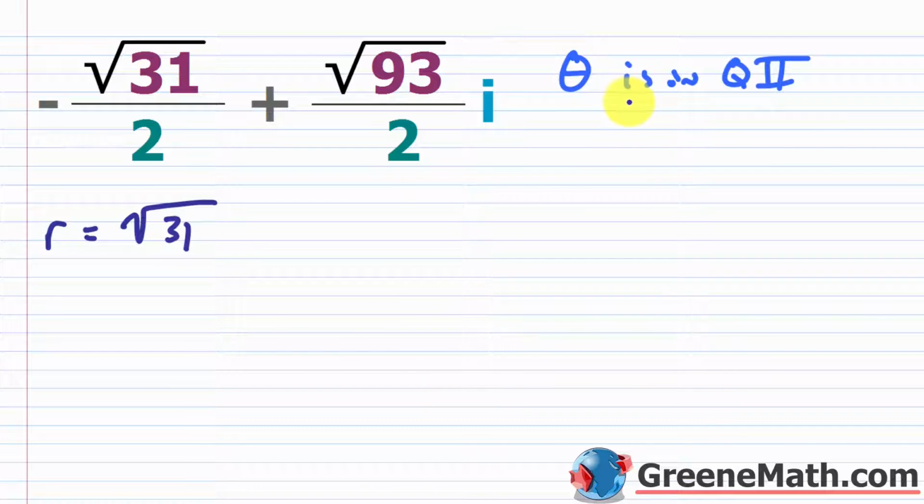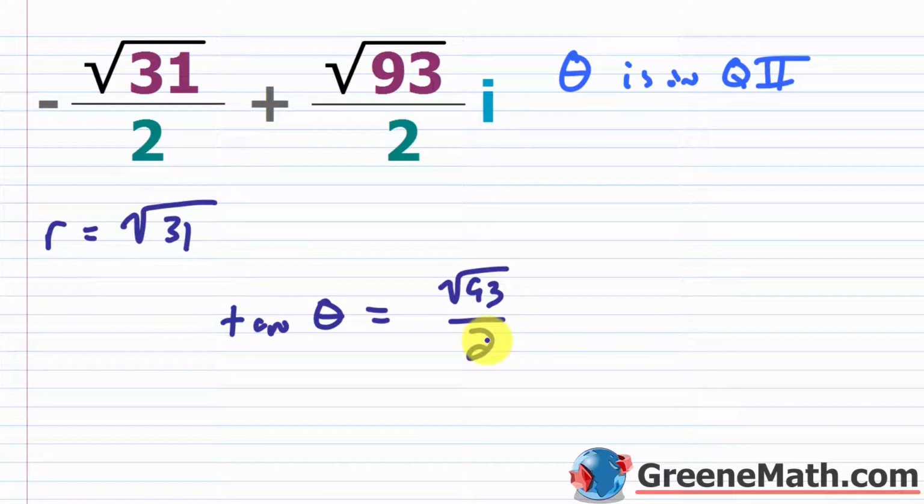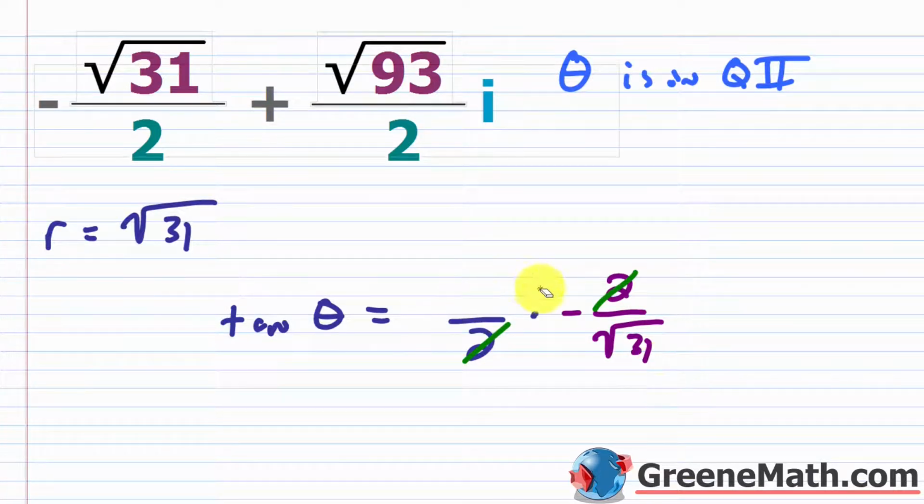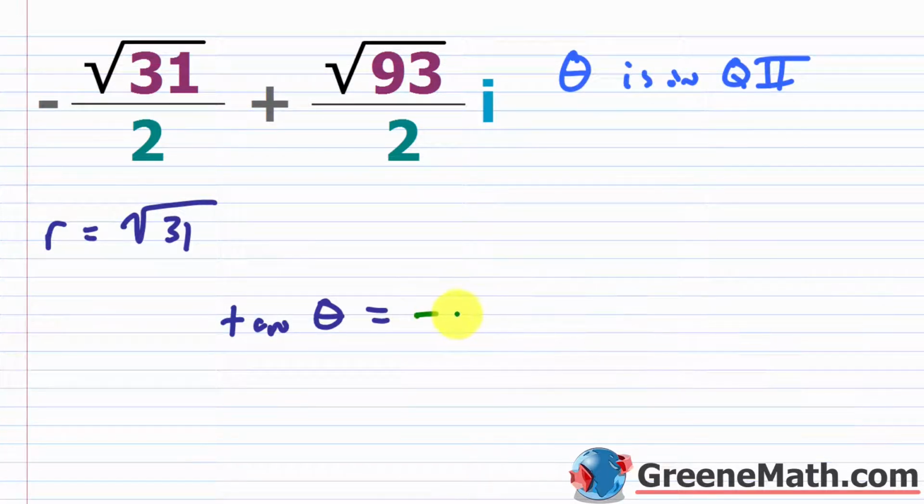Okay, let's work with theta now. So the tangent of theta is what? It's the imaginary part, or y, or b, however you want to think about it, so square root of 93 over 2, over the real part, which is x, or basically a. I'm just going to flip this guy, because when you divide fractions, you multiply by the reciprocal. So I'll put the negative of 2 over the square root of 31. That's going to allow me to cancel this with this. I know that from the quotient rule for radicals, I can divide here. So 93 divided by 31 is 3. So I can basically say this is the negative of the square root of 3.